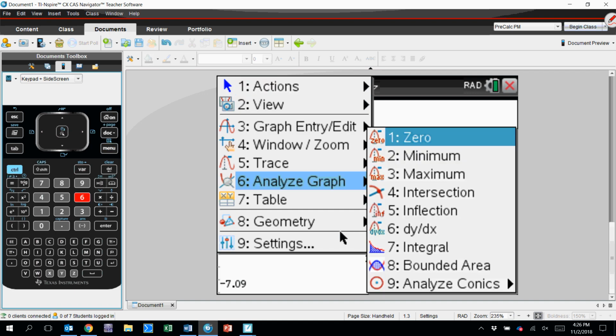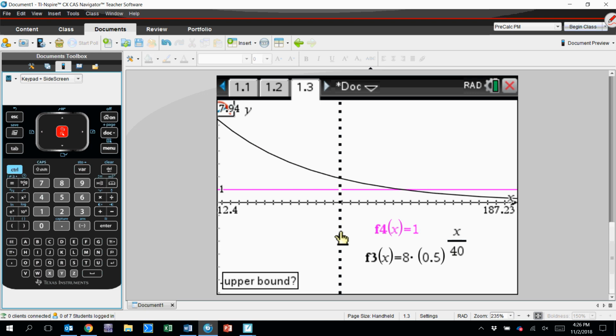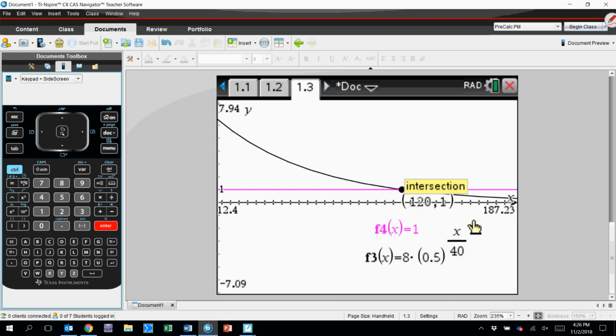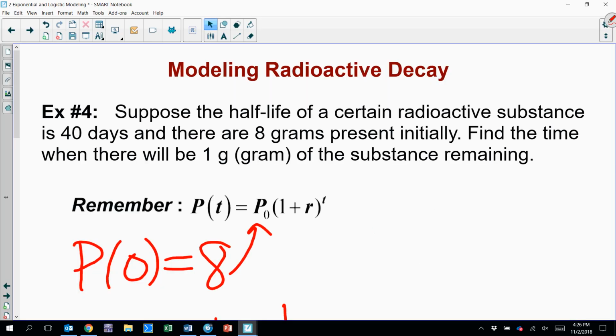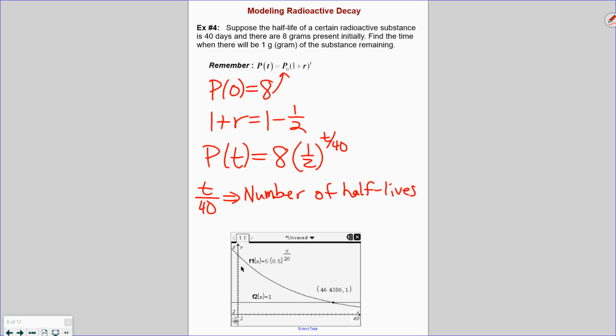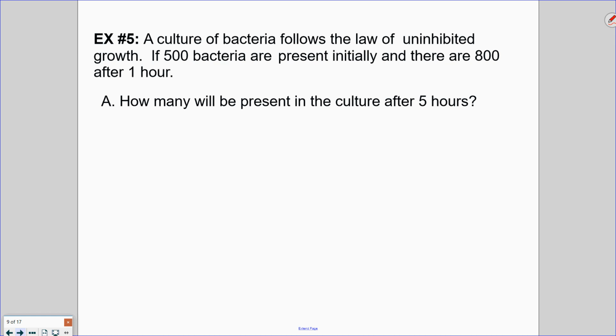If I analyze graph, intersection, and then I see it's 120. Now our time is in days, so our answer is 120 days. Your equation has your power for the number of half-lives for that to make sense. So that's how often it changes. So we end up with 1 gram remaining at 120 days. Okay, so make sure you practice your calculator at some point.